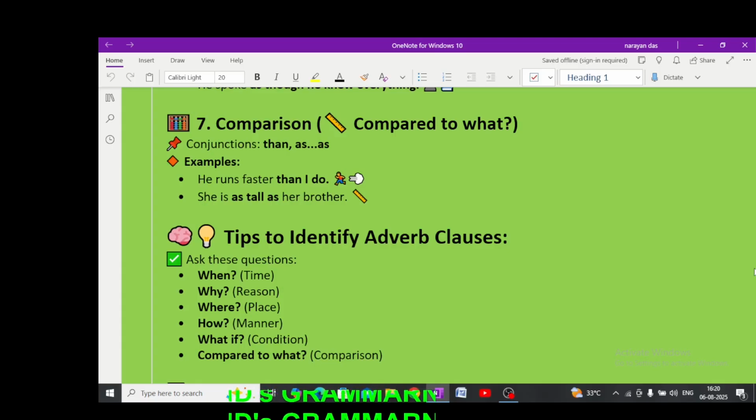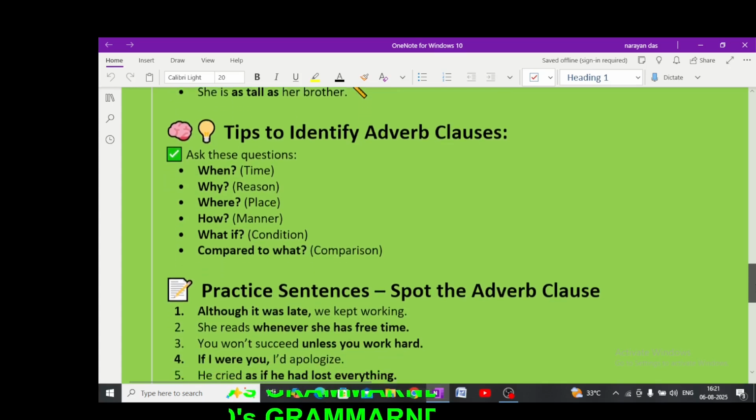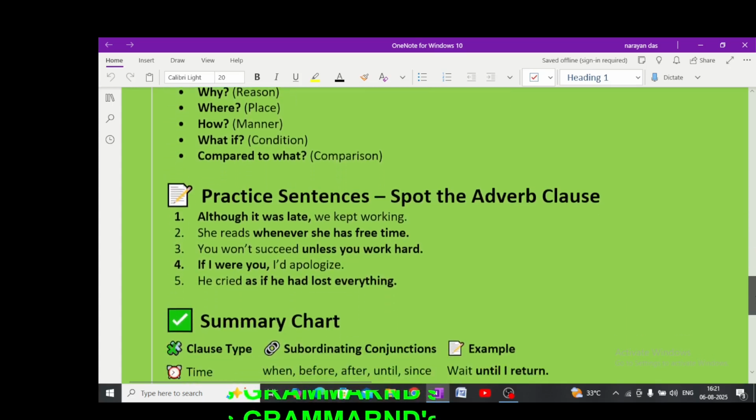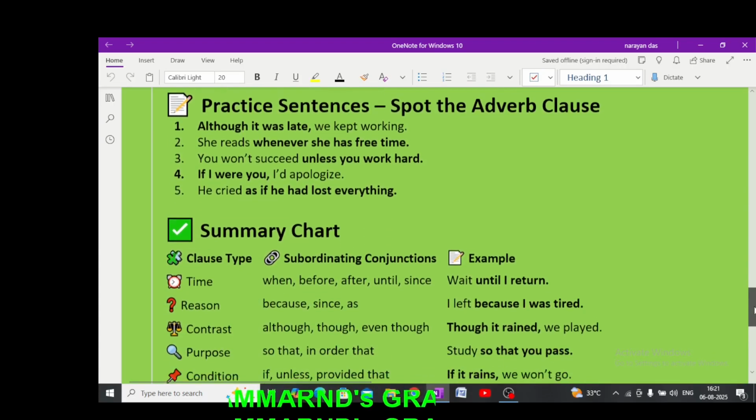Now, tips to identify adverb clauses. When, it shows time. Why, it shows reason. Where, it shows place. How, it shows manner. What if, it shows condition. Compared to what? Comparison. So, by asking questions like this, you can find out the adverb clauses. Now, practice sentences. You can find out the adverb clauses on your own.